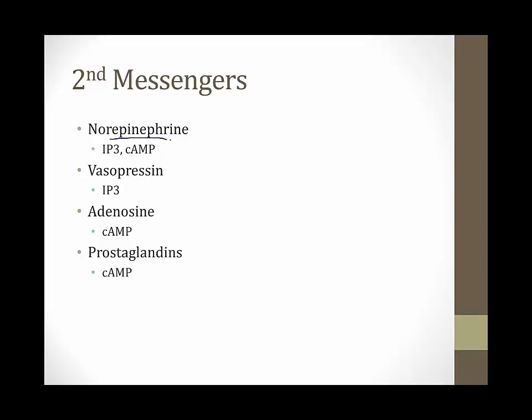For example, norepinephrine can modify the amount of IP3 or cyclic AMP inside of vascular smooth muscle, and that's how norepinephrine changes vascular tone. Vasopressin can modify IP3 levels, adenosine can change cyclic AMP levels, and prostaglandins can also modify cyclic AMP levels. There's lots of literature on all this stuff. You can read the details if you want, but the big picture is that these three second messengers are the way that lots of different substances in the body modify smooth muscle tone, and in particular modify tone of the vasculature.